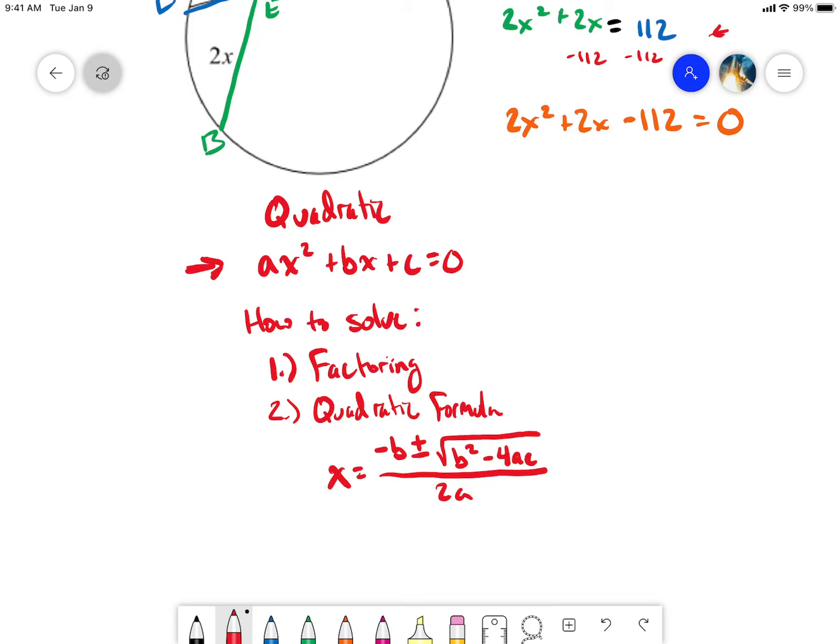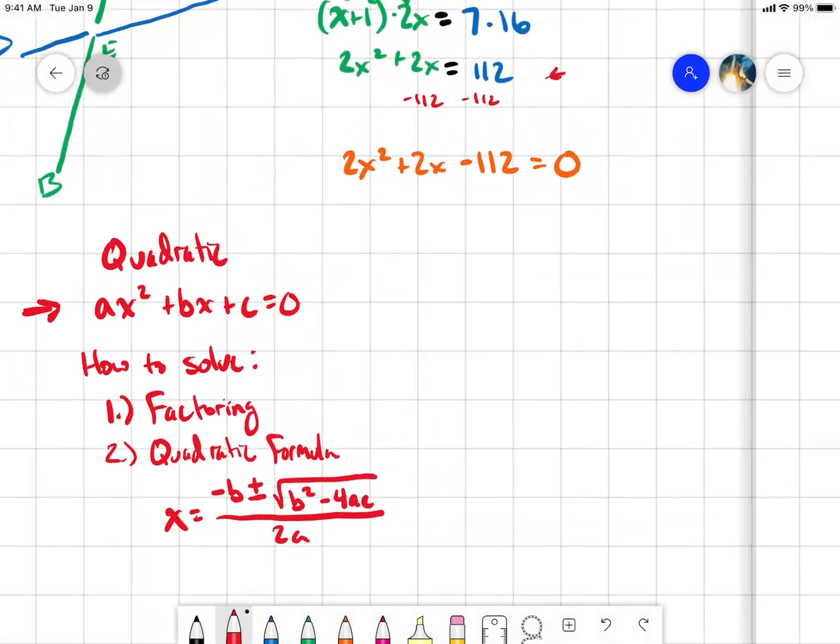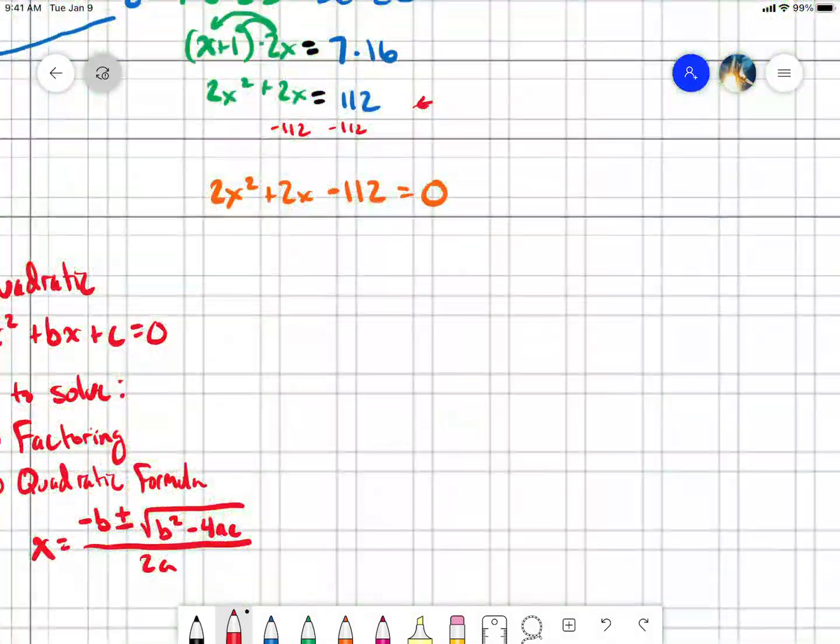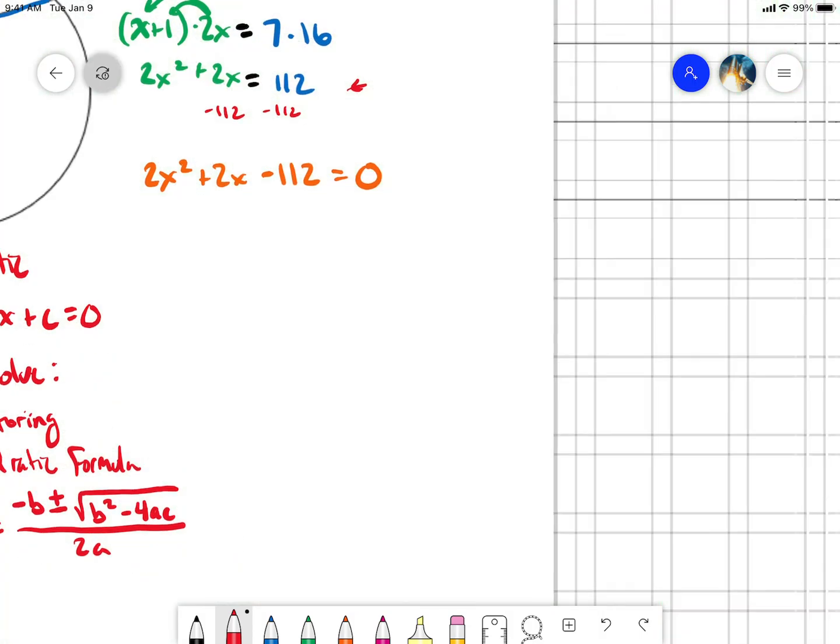And factoring, I'm going to move this over here. We're going to try factoring for, oh, please do not do this to me. Okay.